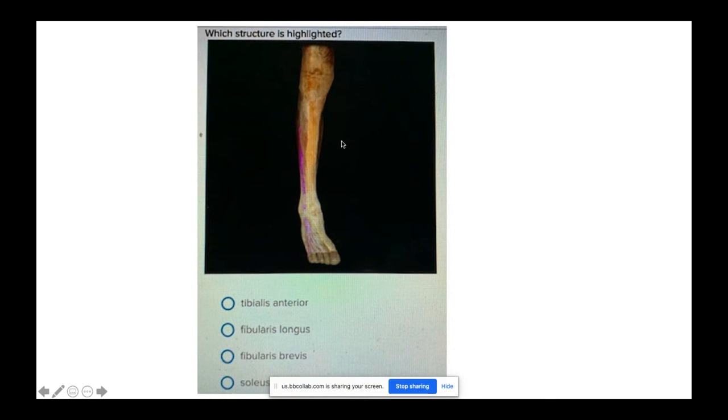So here we're looking at this muscle, and let's see if we can figure this out. Is it the tibialis anterior? Well, we are looking at it from the anterior, but that's more medial. Okay. Is it the soleus? Well, the soleus is more posterior. So now we're looking at either fibularis longus or fibularis brevis. So what you need to do is go and look and compare: is it the fibularis longus, is it the fibularis brevis?